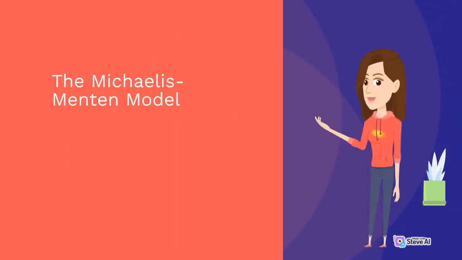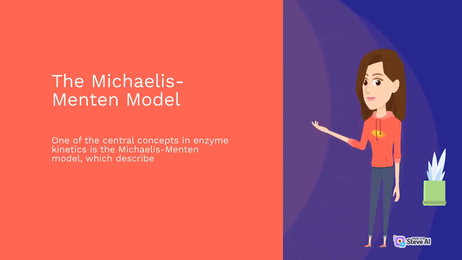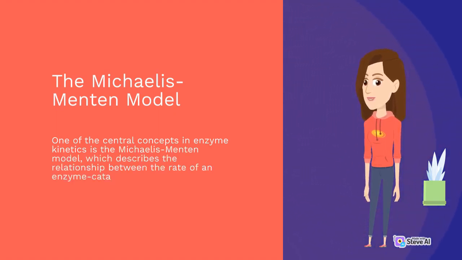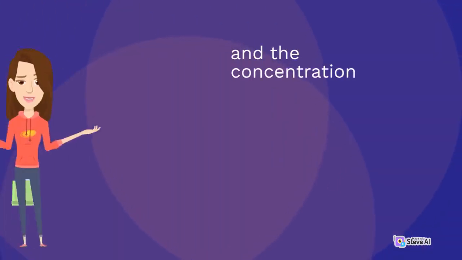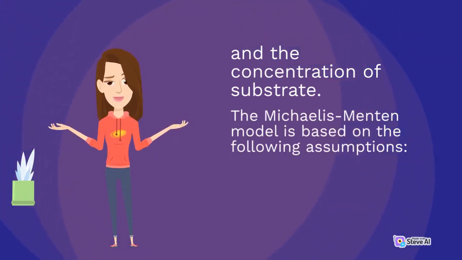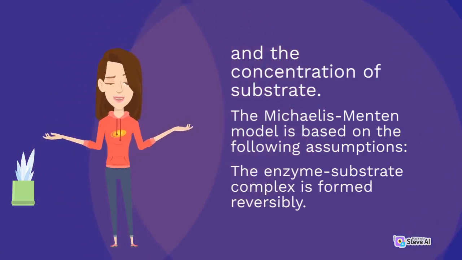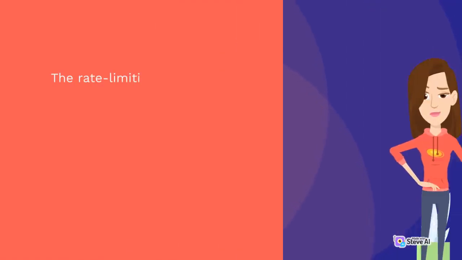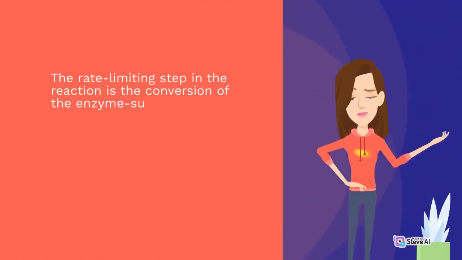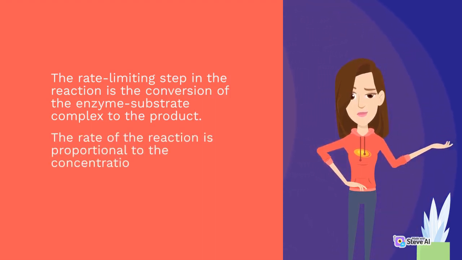The Michaelis-Menten model. One of the central concepts in enzyme kinetics is the Michaelis-Menten model, which describes the relationship between the rate of an enzyme-catalyzed reaction and the concentration of substrate. The Michaelis-Menten model is based on the following assumptions. The enzyme-substrate complex is formed reversibly. The rate-limiting step in the reaction is the conversion of the enzyme-substrate complex to the product. The rate of the reaction is proportional to the concentration of the enzyme-substrate complex.